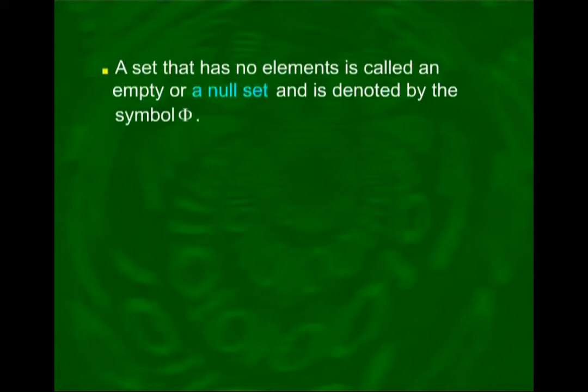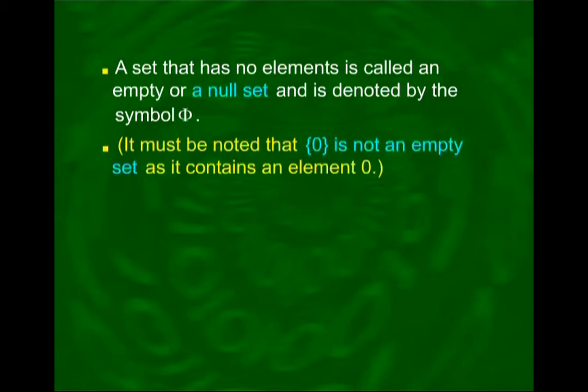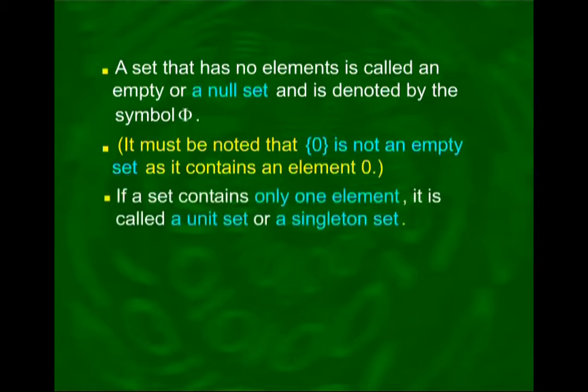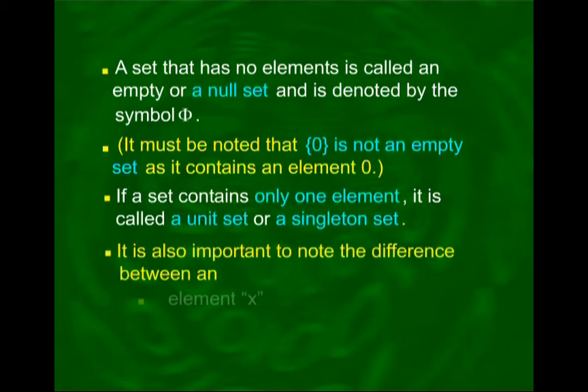As you can appreciate, a set can have any number of elements, and if a set does not have even one single element, it is called an empty set or a null set, and it is denoted by the Greek letter phi. But students, please note that the set consisting of the element 0 is not a null set because it contains one element, and that is 0. In fact, if a set contains only one element, we say that it is a unit set or a singleton set. But students, yahan ye bhi note karein ke agar ek element x ki baat kar rahe hain, to uske gird hum parenthesis ya bracket nahi dalenge. But if we are talking about a set containing one element x, then we will be putting the parenthesis around the letter x, as you now see on the screen.